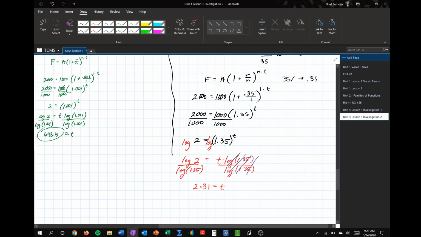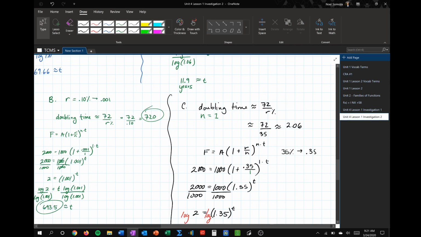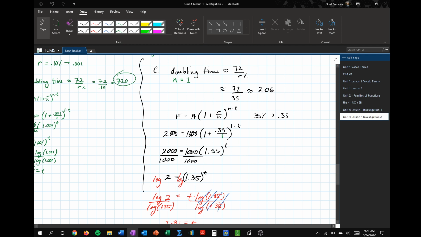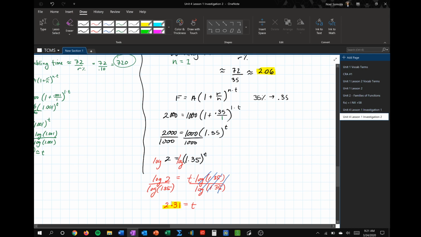So the estimate that we got before told us that we could double our investment in just a little over 2 years. But the reality is it's a little bit longer, 2.3. So it's a couple more months that it's going to take for you to double your investment.